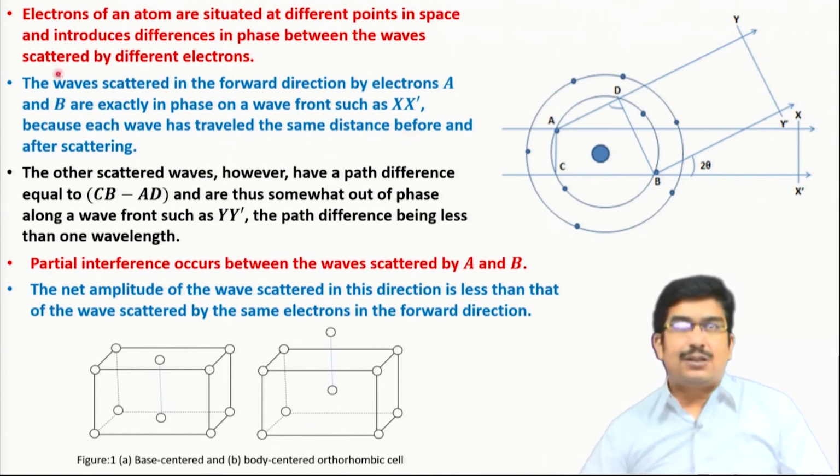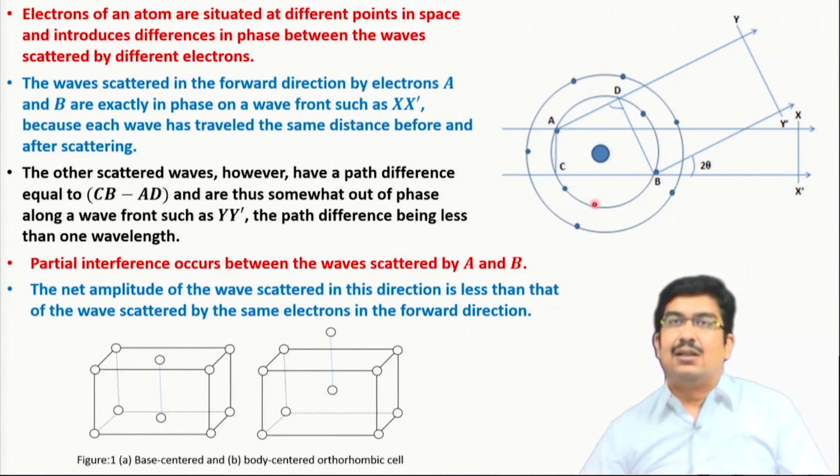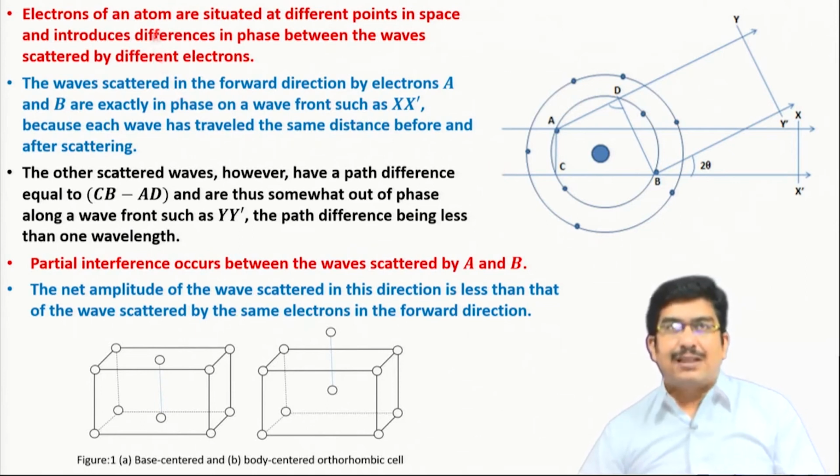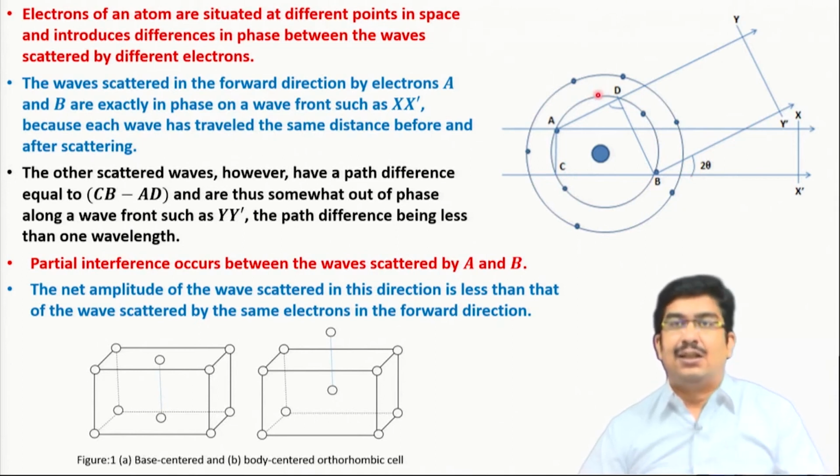Of course, the electrons of an atom are situated at different points in space, like this. We are considering this atom, which has a nucleus and also many electrons in different places. For schematic purposes, just to understand this, we have put them in different places. Now we understood that all of these electrons will have differences in phase. Only in the forward direction will all of them have the same phase. In any other direction they will have a phase relationship, and we can check this.